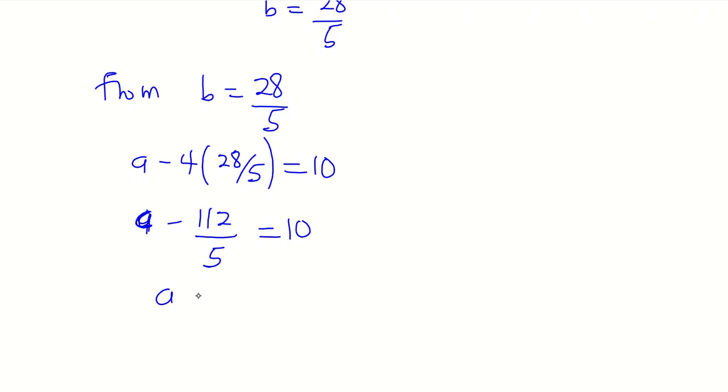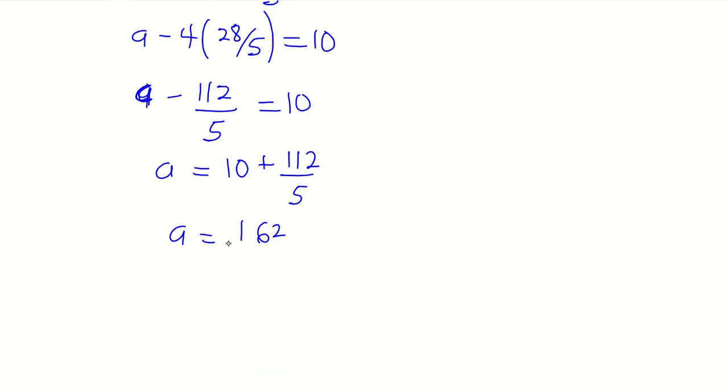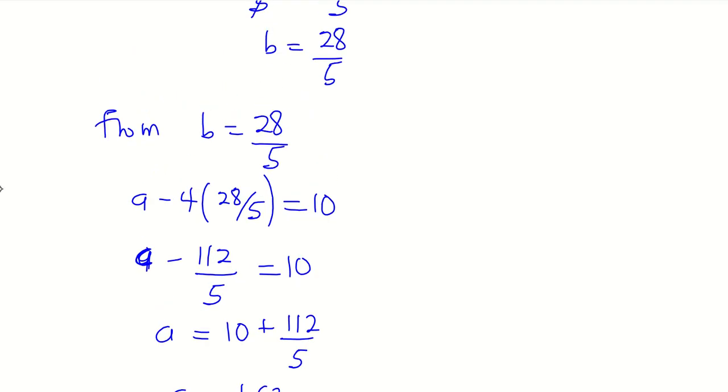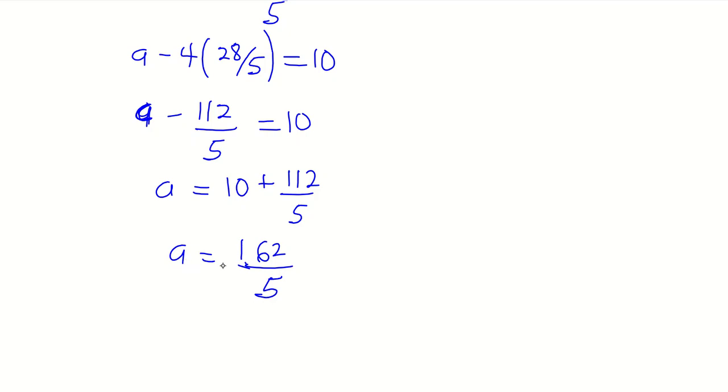So a is equal to 10 plus 112 out of 5, and at the end, our a value is now 162 divided by 5. Now this becomes the value of a, and now we have the value of b as 28 out of 5 and a as 162 out of 5.